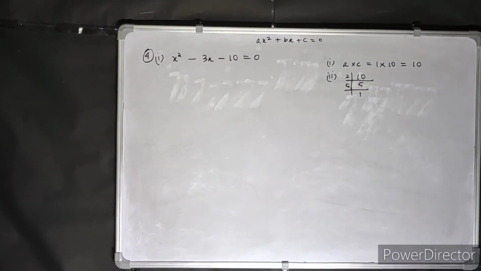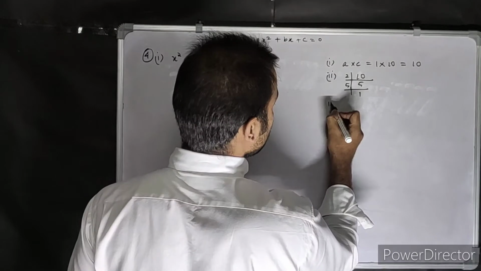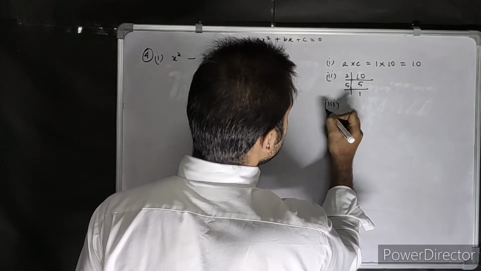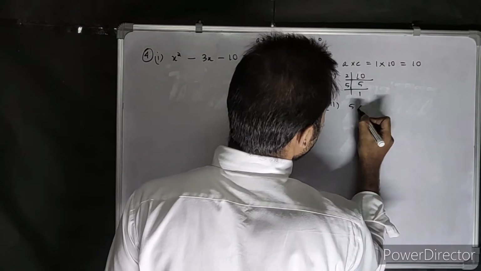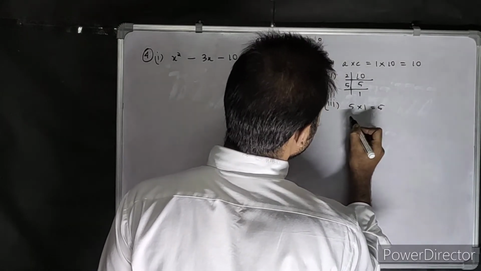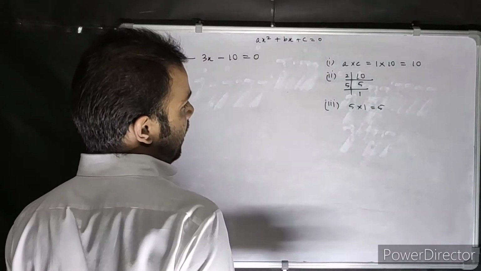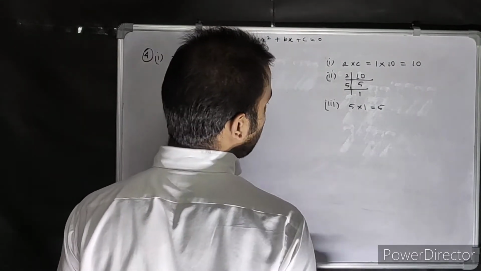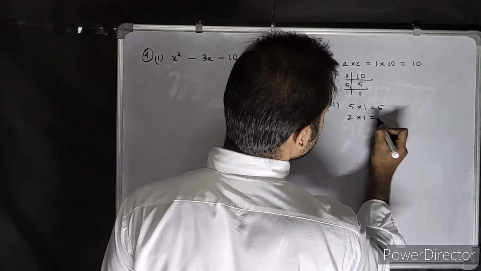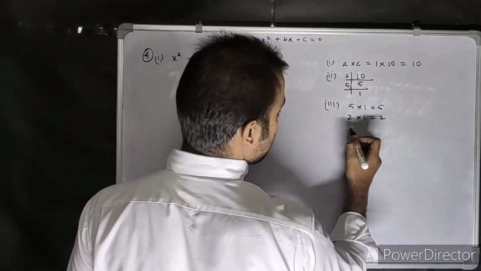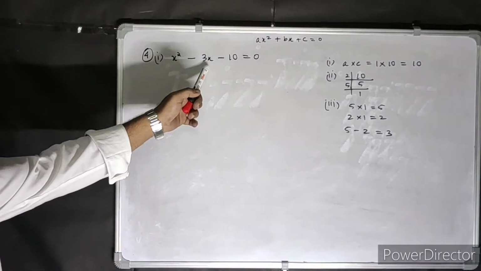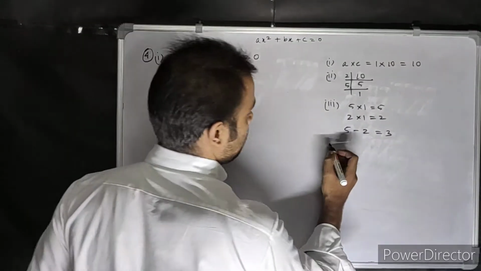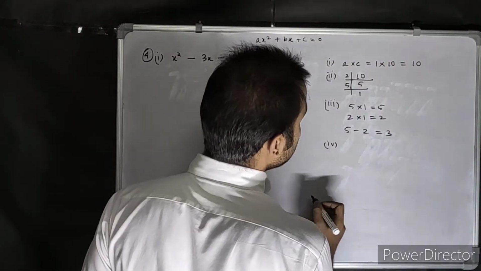Next step is to use these HCF values to find my middle term, that is my 3. So if I do this, 5 into 1 is 5. And if I also do 2 into 1, that is 2. So I have 5 minus 2, that is my 3. That is my middle term. I told you forget the sign. I will not keep saying this every time.